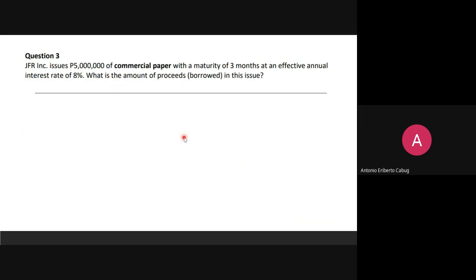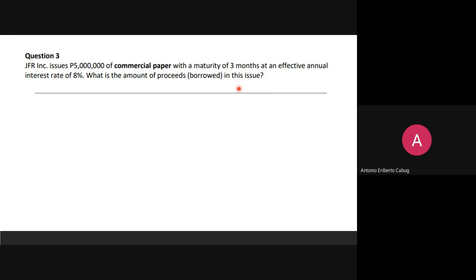Anyway, let's continue. Number 3, this is about a commercial paper. JFR issues a 5 million peso of commercial paper. This 5 million is obviously the face value of the commercial paper, with a maturity of 3 months at an effective annual interest rate of 8%. What's the amount of proceeds or amount borrowed in this issue? What's the proceeds or the amount borrowed in this issue?